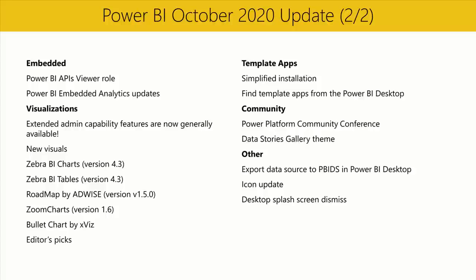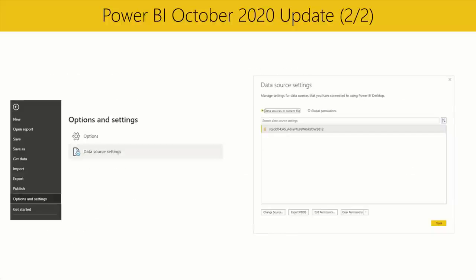We also have a few miscellaneous updates for you this month. First, you can now export data sources to PBIDS in Power BI Desktop. Last year, we released PBIDS as a new file format that allowed users to start from a file that already has a data source connection, streamlining the Get Data experience. Now you can automatically generate these connection files from within Power BI Desktop. You can use this feature by going to the Data Source Settings section of the Options dialog, selecting the data source you want to export, and selecting Export PBIDS.